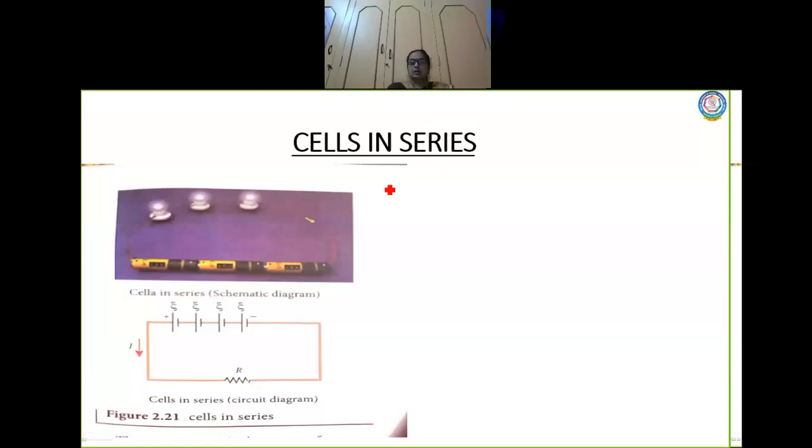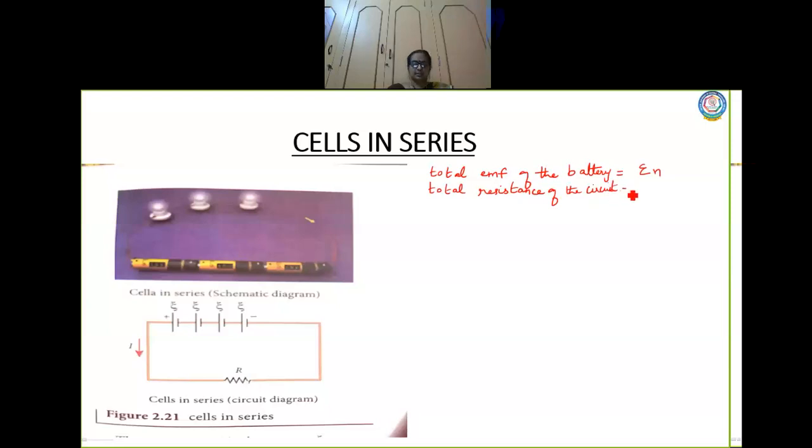Now, what is the total EMF of the battery? Let us start the derivation. Total EMF of the battery. You cannot call it a cell now because you have connected several cells. What is the EMF of a single cell? A single cell is psi. If there are n cells, then the total EMF of the battery will be n times psi. If the total EMF is n psi, let us also write the total resistance of the circuit.